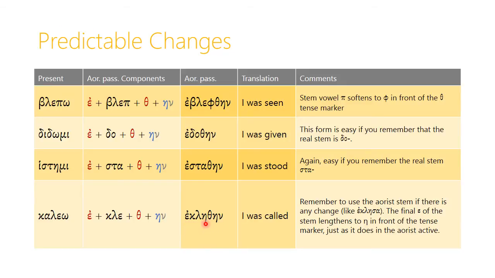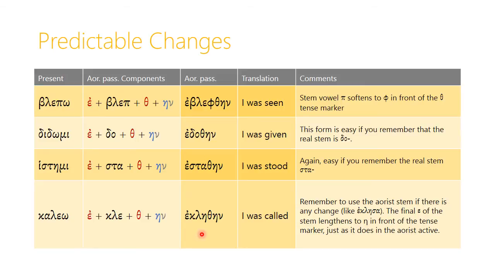Now we have kle with an eta instead of kle in the final form because short vowels, epsilon, alpha, omicron, in front of the tense indicator, which here is theta, will tend to lengthen. So an epsilon or an alpha will tend to lengthen to an eta. So kle, when you add on the theta, becomes klethe.